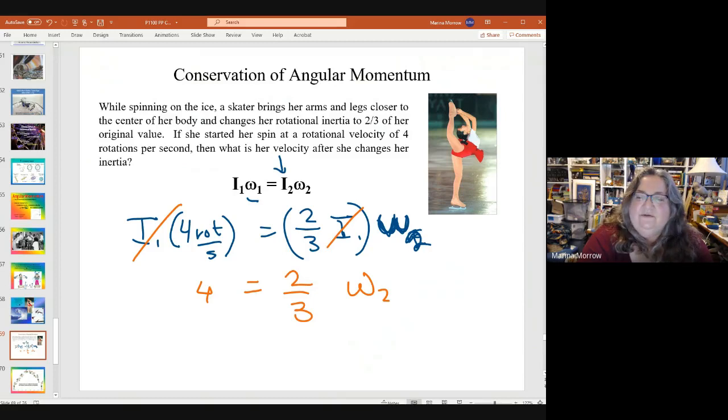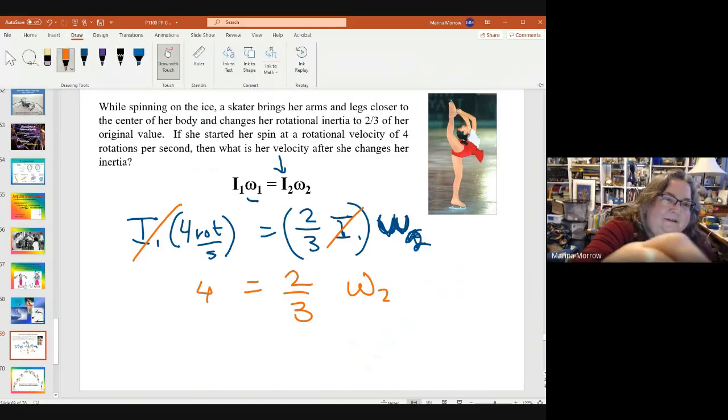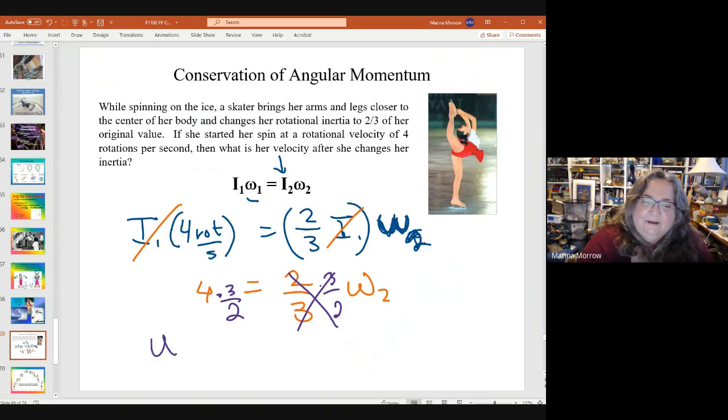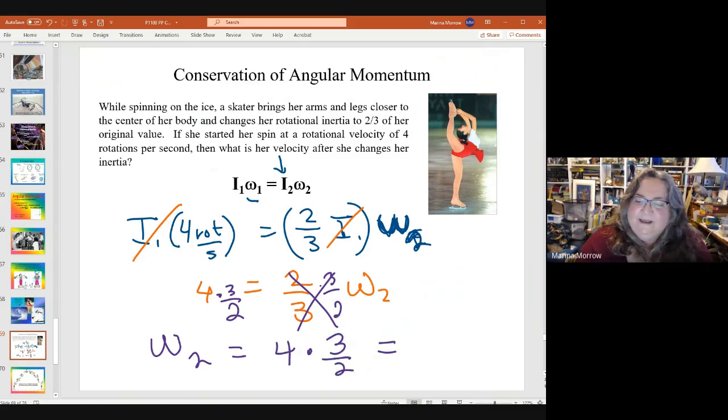And so to get rid of the 2/3, of course, we want to multiply by 3/2 on both sides, multiply by the reciprocal, and so that gets rid of this, and we end up with omega 2 is going to be 4 times 3/2, which means that 4 over 2 is 2, so we're just going to end up with 6 rotations per second.